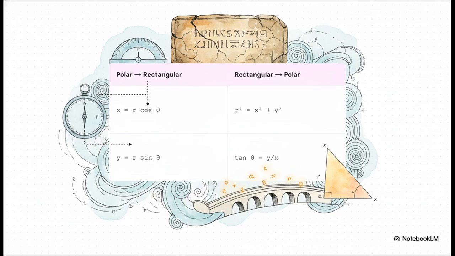To go from polar to rectangular, we're just using some basic trig. Your x value is the radius times the cosine of the angle, and the y value is the radius times the sine. Simple. Going the other way, from rectangular to polar, we use the Pythagorean theorem to get that direct distance r, and then the tangent function to figure out the angle theta. These 4 little formulas, they're the bridge connecting both worlds.